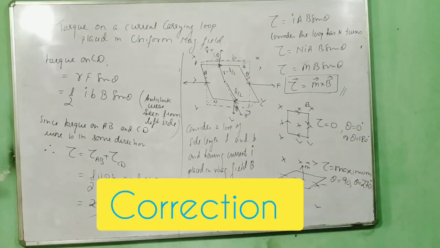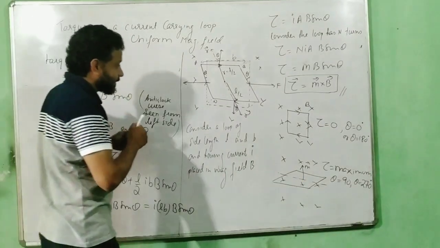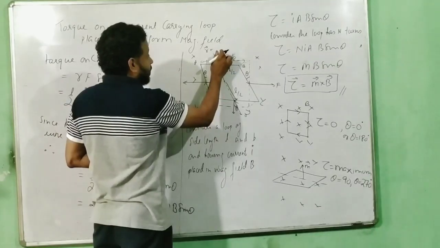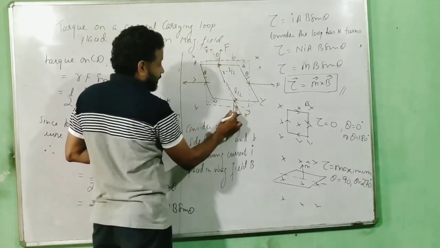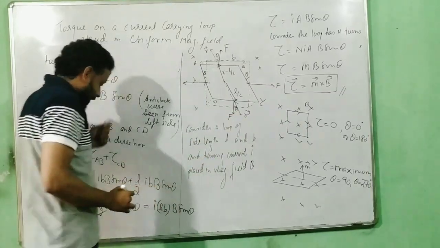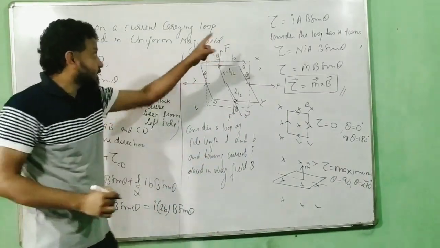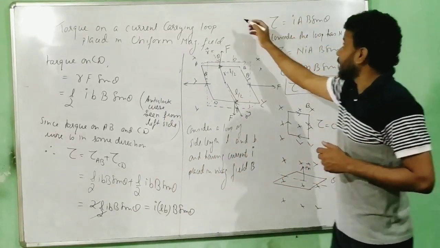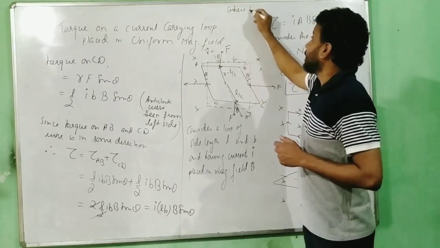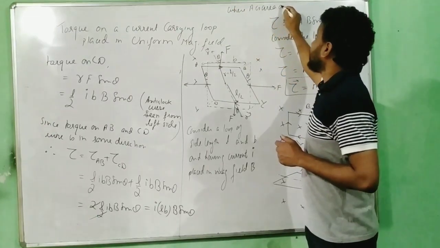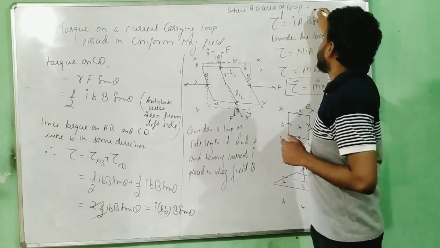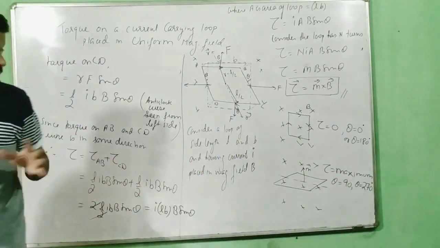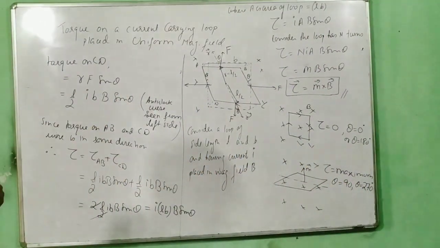There's a small correction over here which I forgot. You have to tell the examiner that this one which I'm calling force, you have to write as force F. And when you go to the next step, IAB sin theta, you have to write A, where A is the area of the loop given by length into breadth. Then you proceed further, and hopefully no marks will be deducted by the examiner.